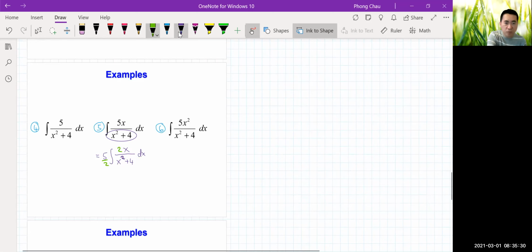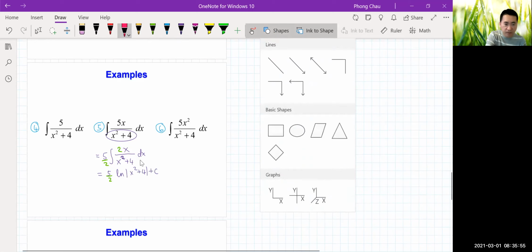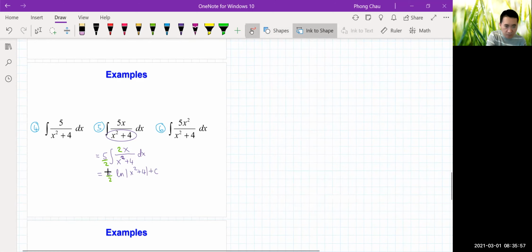And now your constant outside is still 5 over 2. Now what's inside is u prime over u, so it's the natural log of the absolute value of x squared plus 4, plus c. Okay, so that is the answer. See, very quick, if you can recognize that formula.